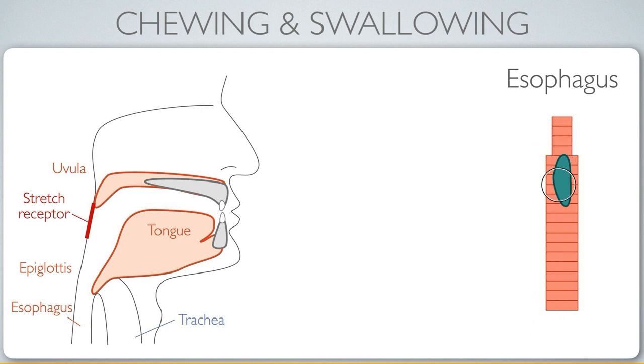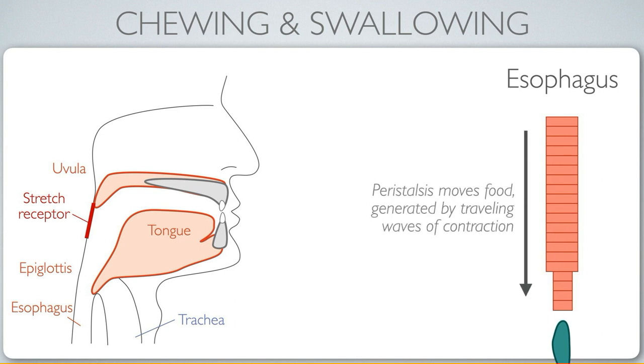So here's our bolus of food. It's entered into the esophagus, and it's propagated down the esophagus through what are called peristaltic waves. You could say peristalsis moves the food. And that's created in part by a pinching of those circumferential muscles. So peristalsis moves the food, generated by a traveling wave of contraction, and that moves the food towards your stomach.